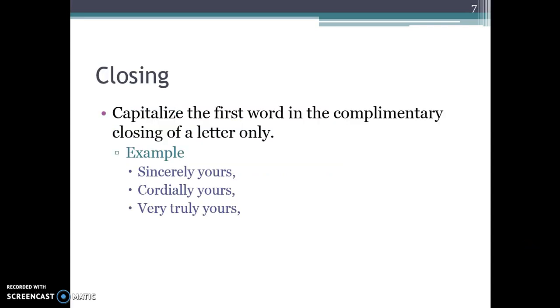On your closing, you want to capitalize the first word in the complementary closing of a letter only. So Sincerely is the only one that's going to be capitalized. Yours is not going to be capitalized. Cordially is going to be capitalized, but yours, again, is not going to be capitalized. Very truly yours. Only word going to be capitalized there is the Very.